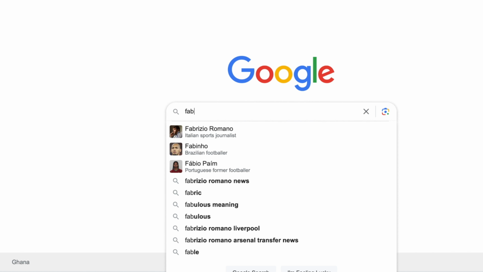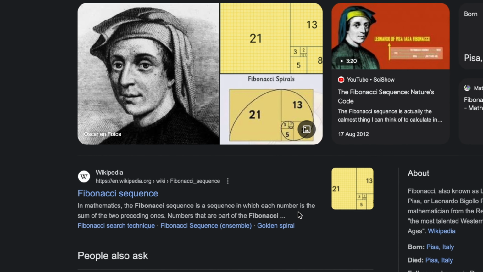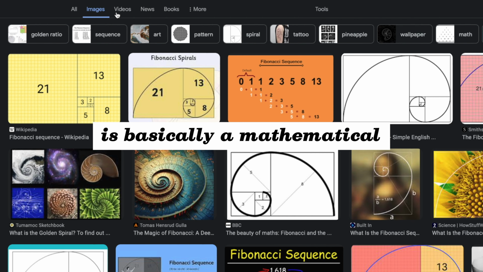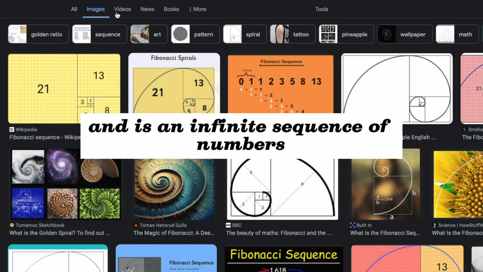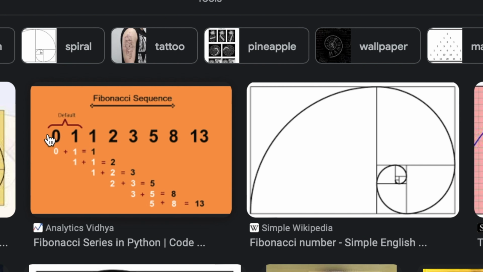When you go ahead and Google the word Fibonacci, it's going to quickly come up with a definition of Fibonacci sequence as a sequence of numbers that sum up to the two preceding ones. It's basically a mathematical sequence of everything in the universe, and it's an infinite sequence of numbers starting from 0 to infinity. So you have 0, 1 plus 0 is going to give you 1, 1 plus 1 is going to give you 2, 2 plus 1 is going to give you 3, 3 plus 2 is going to give you 5, 5 plus 3 is going to give you 8, 8 plus 5 is going to give you 13.